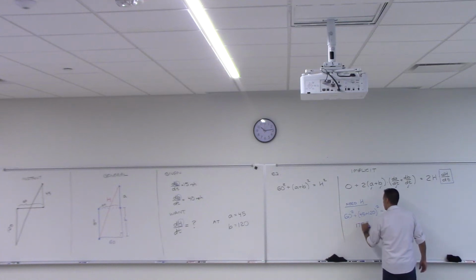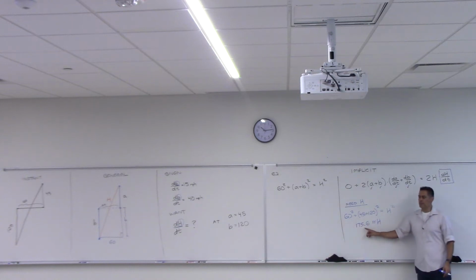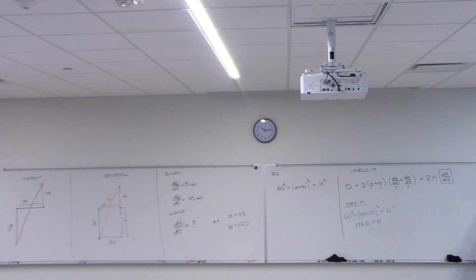175.57? Let's just say 6, approximately H. Anyone else get that? This squared plus 165 squared, add them, square root. At least one other person got it, yes or no? Yes? Okay.